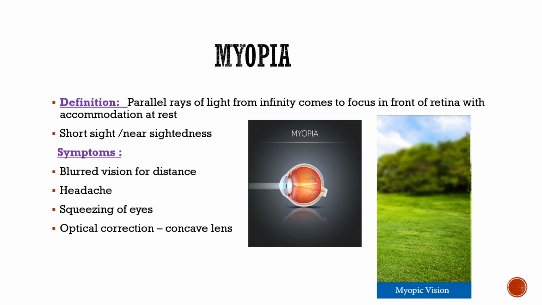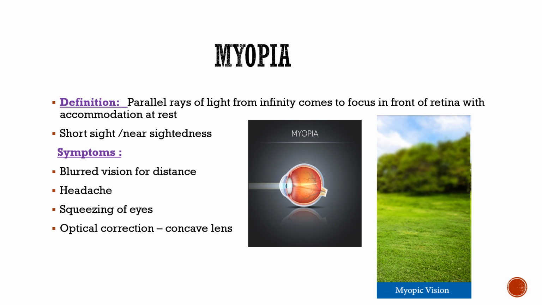The symptoms usually are blurred vision for distance and clear near vision, and they have headache and squeezing of eyes. In this picture we see that the patient has a very good near vision, whereas the vision for distance is very blurred. So they tend to squeeze the eyes to create a pinhole effect to compensate for the myopic refractive error, which can lead to headache and squeezing of eyes, and it can also cause squinting of eyes.